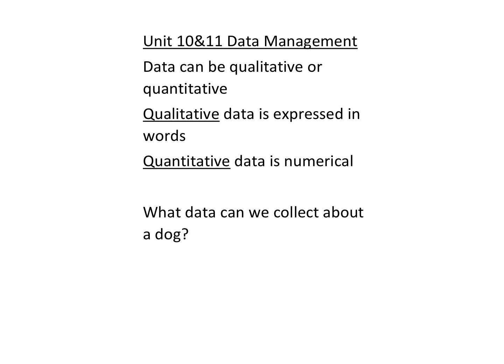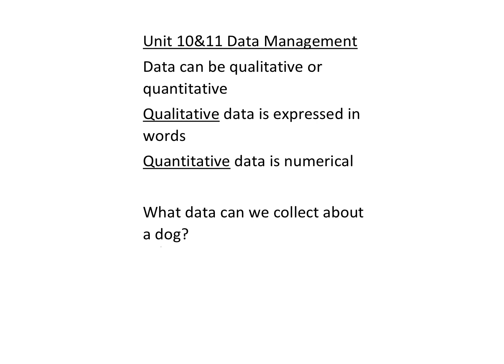So when we collect data, we can have qualitative or quantitative data. So qualitative is data that we can express in words. So these are more description words. So for example, if we were collecting data about a dog, and we were looking at qualitative, let's write it up here.